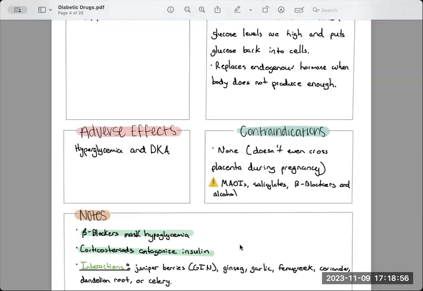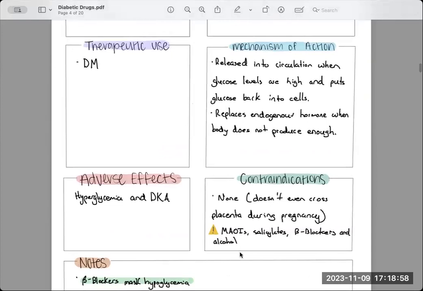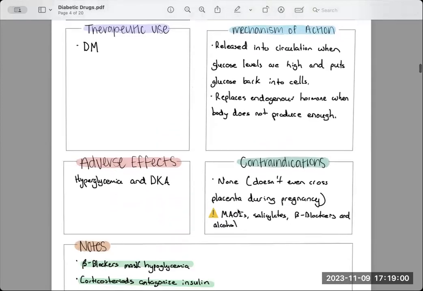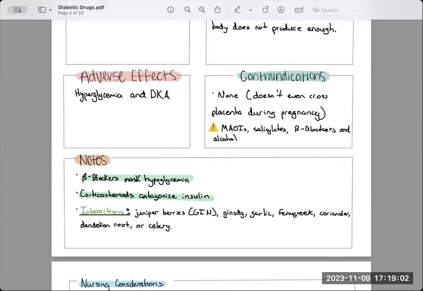So things that you have to watch out for with like insulin is if it's not really working, or the sugar gets for some reason abnormally high, they can go have hyperglycemia or go into DKA or even HHS, okay? So it doesn't cross the placenta, which is really great.